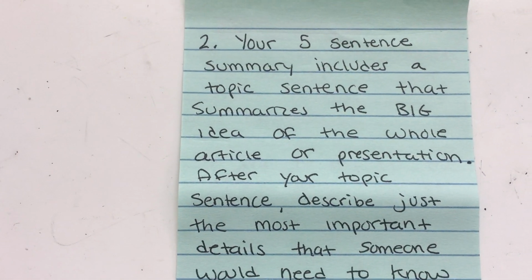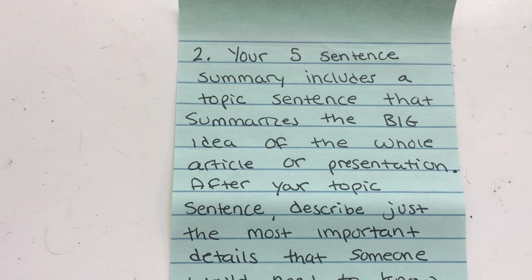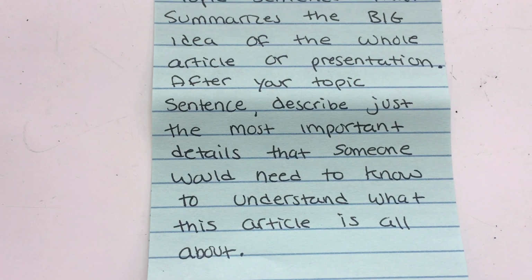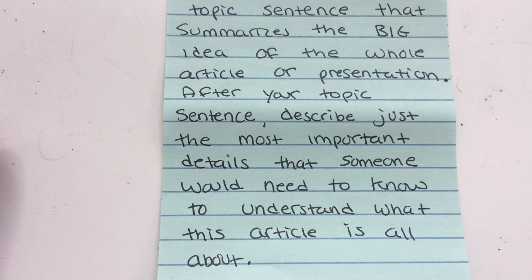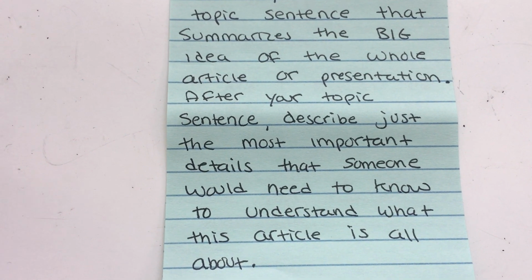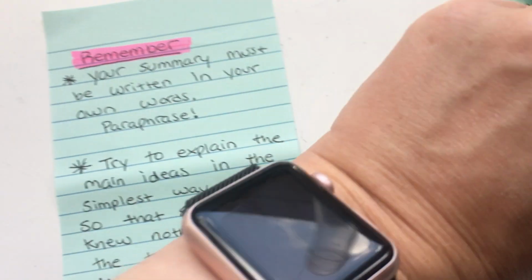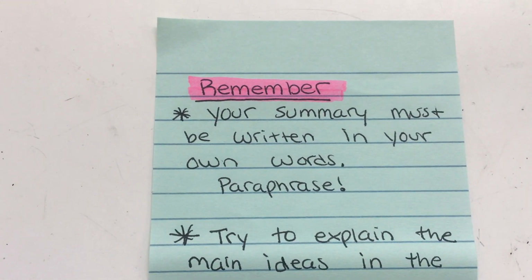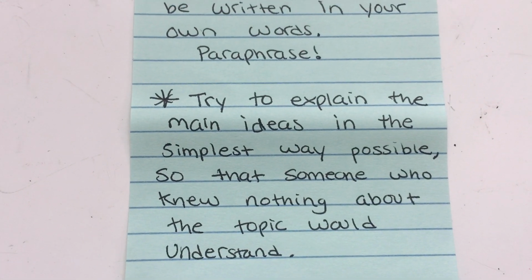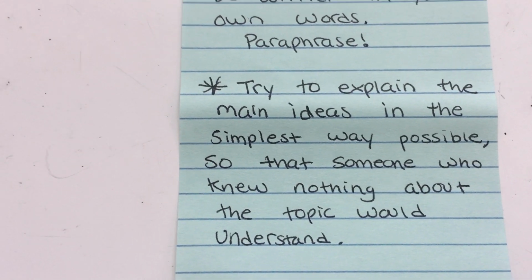Your 5-sentence summary always includes and starts with a topic sentence that summarizes the big idea of the whole article or the presentation. After that topic sentence, you want to describe just the most important details that someone would need to know in order to understand what the article is all about. How would you quickly explain to somebody what this article or presentation is all about? Important things to remember: your summary must be written in your own words, so you need to paraphrase everything. And you need to try to explain the main ideas in the simplest way possible so that someone who knew nothing about the topic would understand.